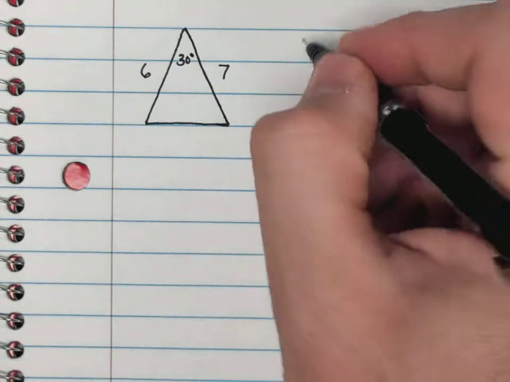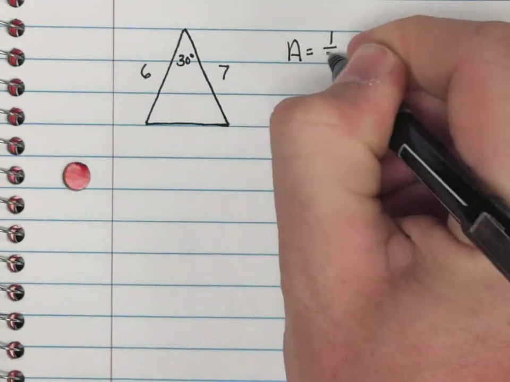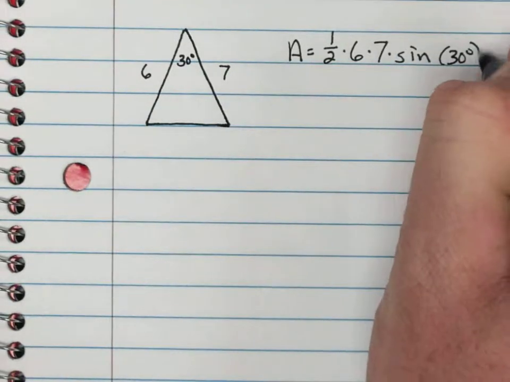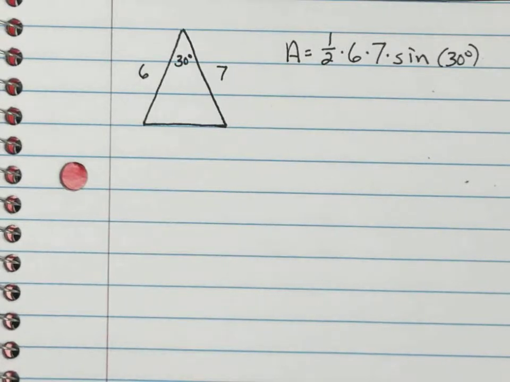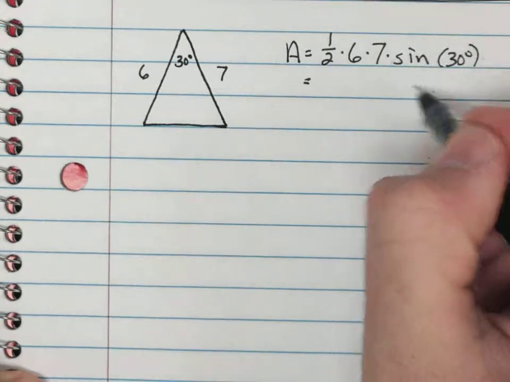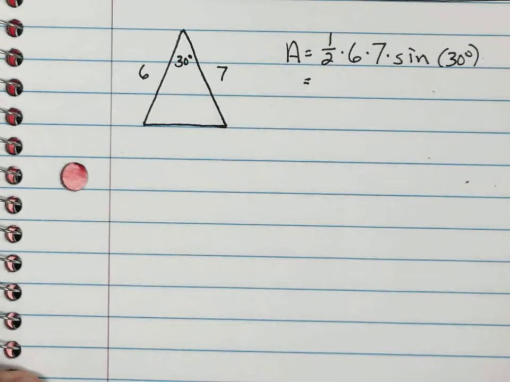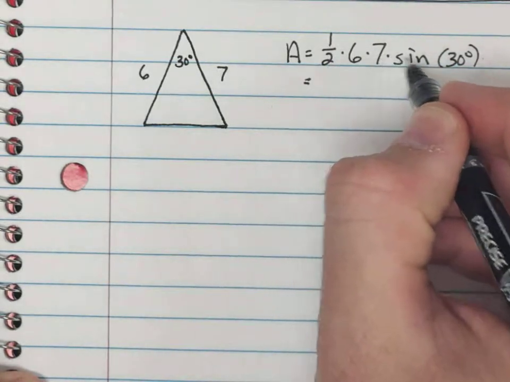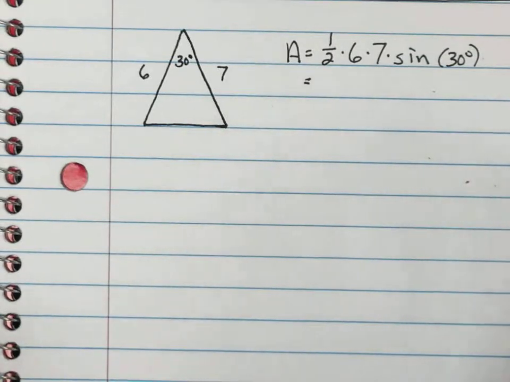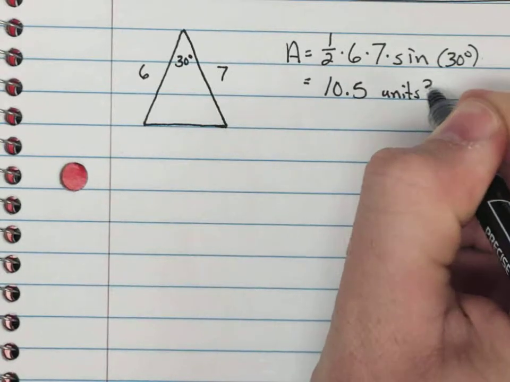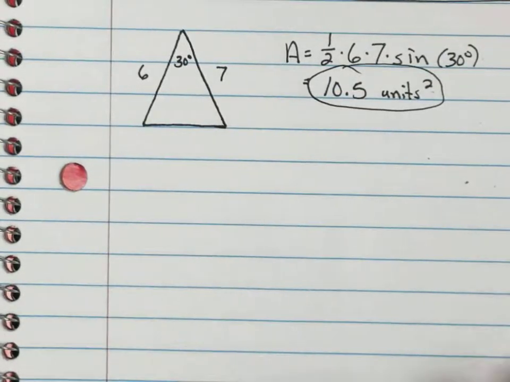But the area is simply equal to half times leg times leg times the sine of the angle between. You're just plugging it in and cleaning it up. That's all you're doing. So that'd be sine of 30. Since we know sine of 30 is a half, when you don't have to use your calculator, this is a half times 6 times 7 times a half, which is, I think, 10.5 units squared. Again, you just simply plug it in and evaluate it.